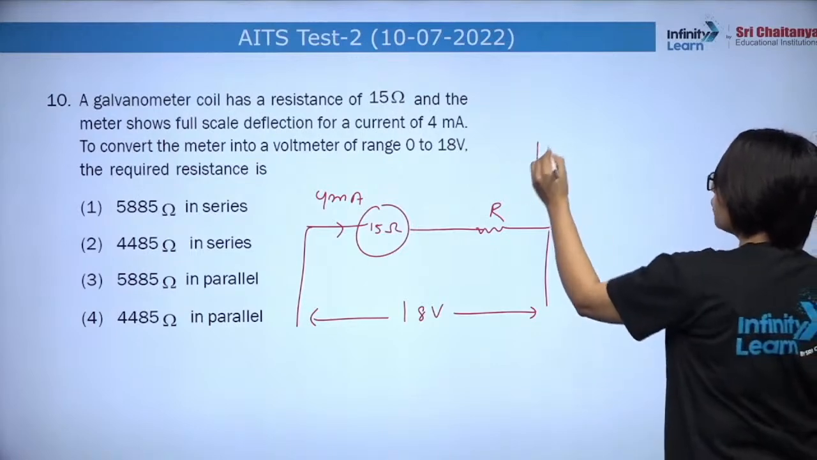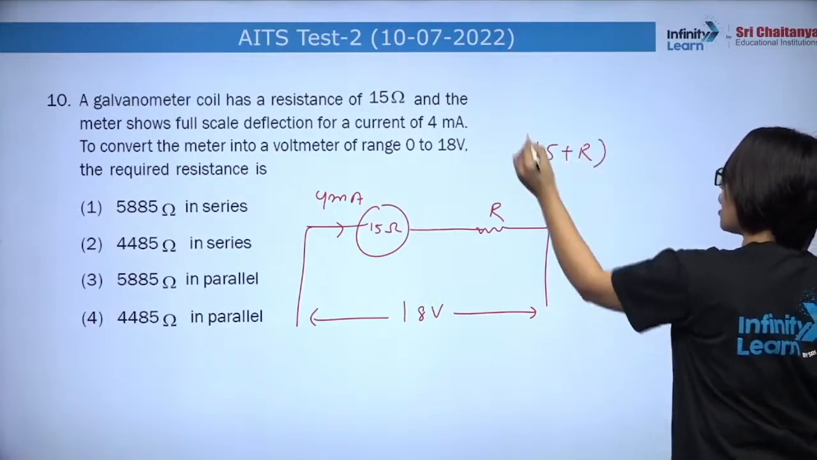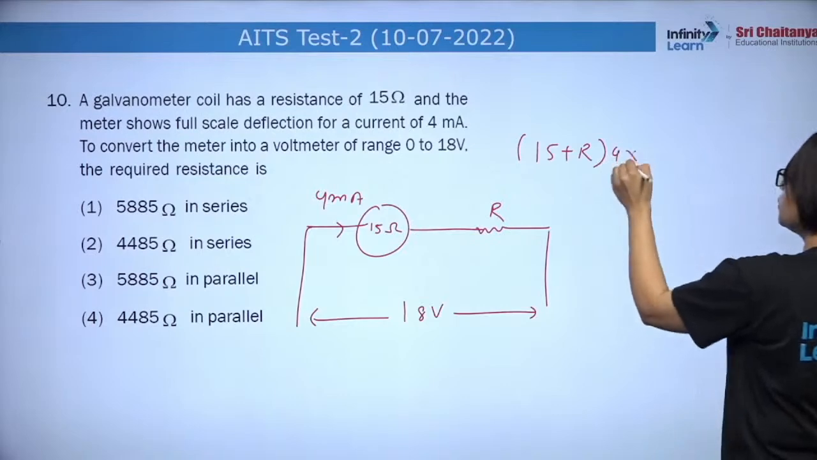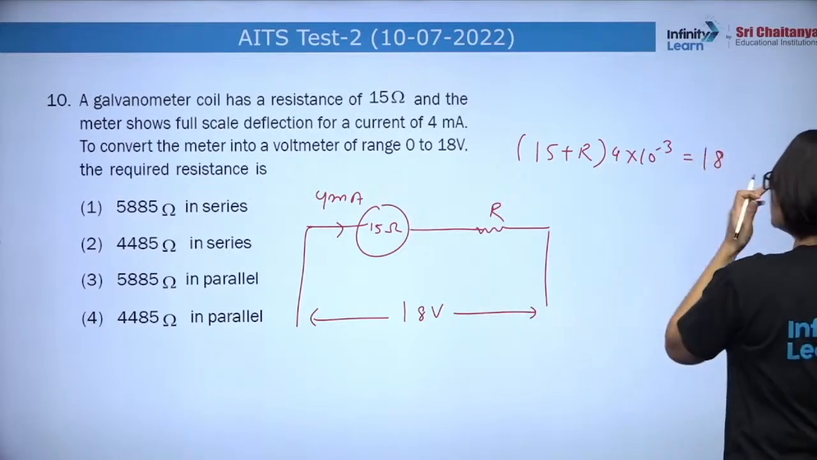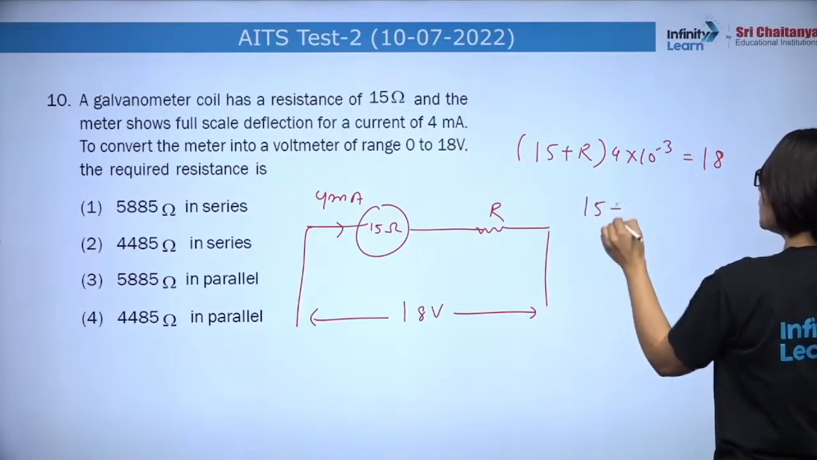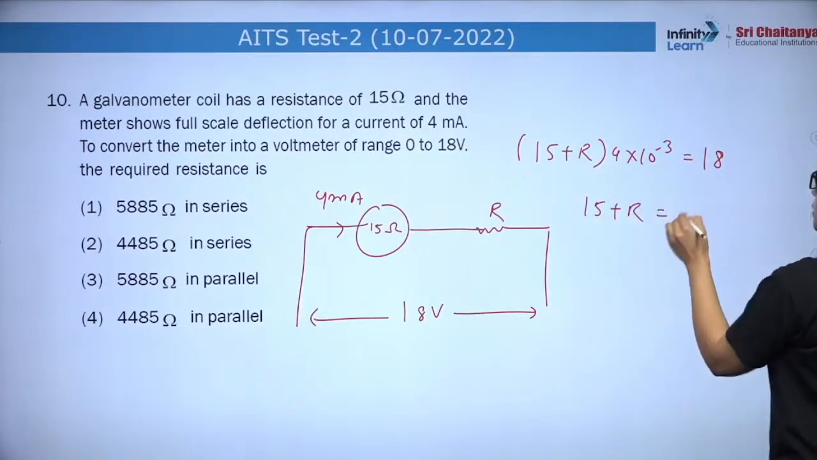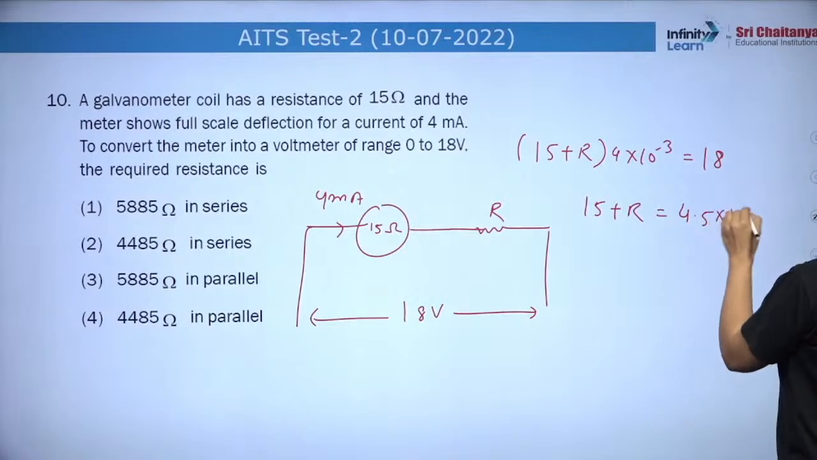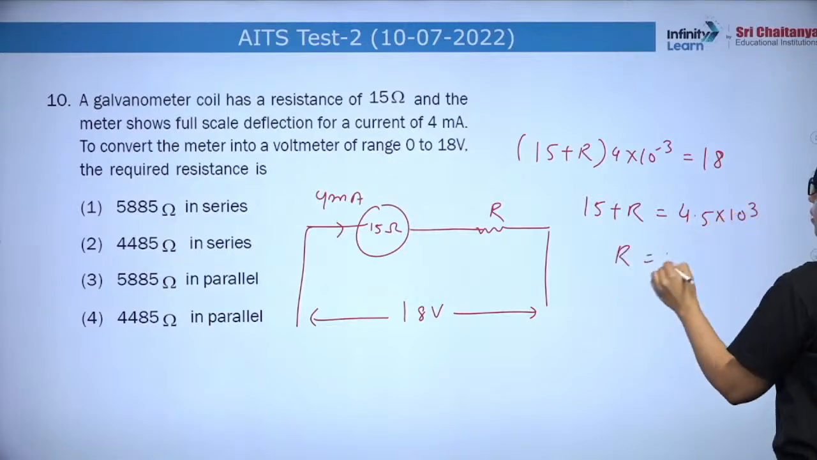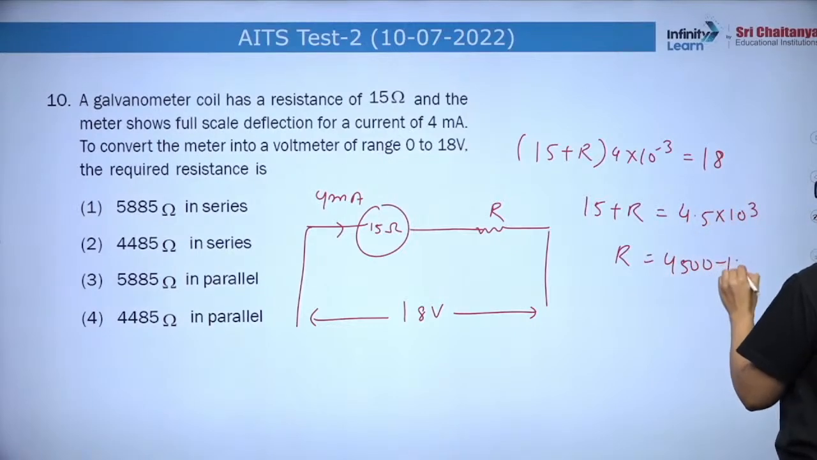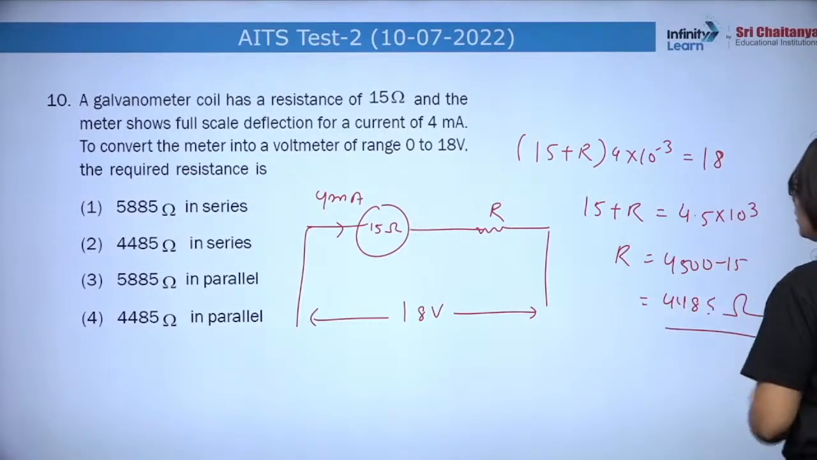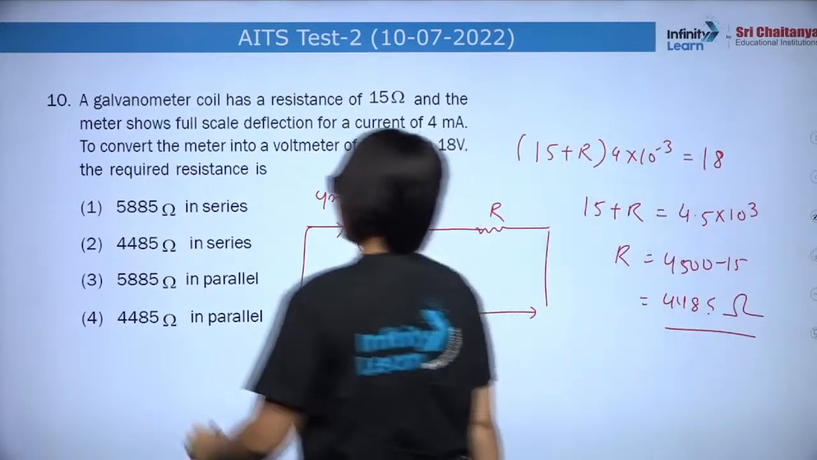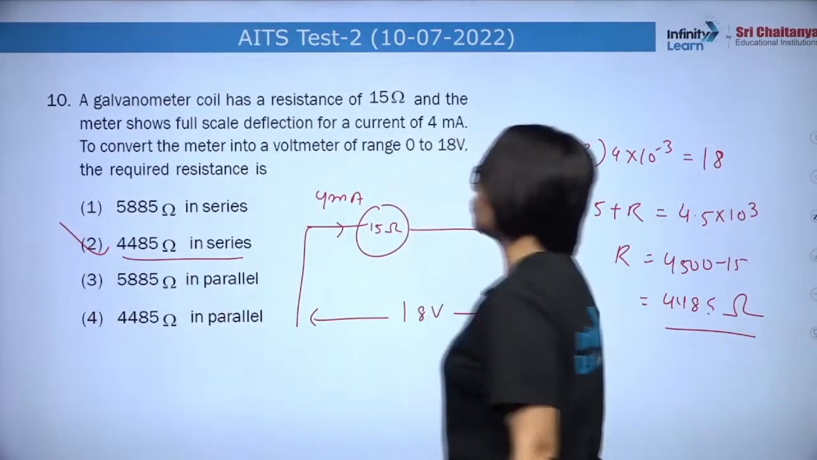So we know that (15 + R) × Ig, that is 4 × 10^-3, is equal to 18. So this will give you 15 + R is equal to 4.5 × 10^3. So R will be 4500 minus 15, that is equal to 4485 ohm. So required resistance is 4485 ohm in series, which is option 2.